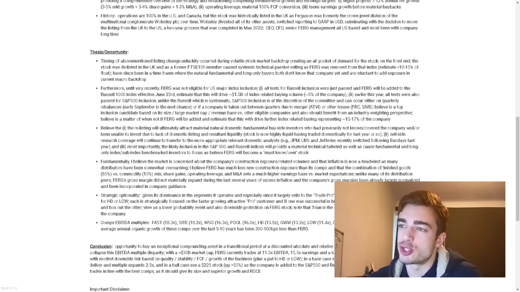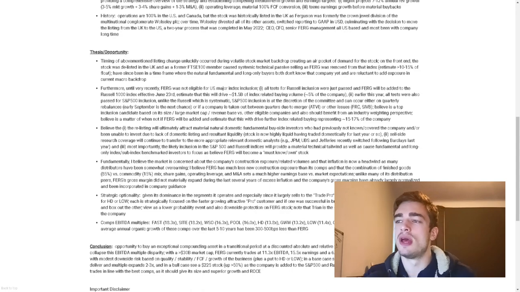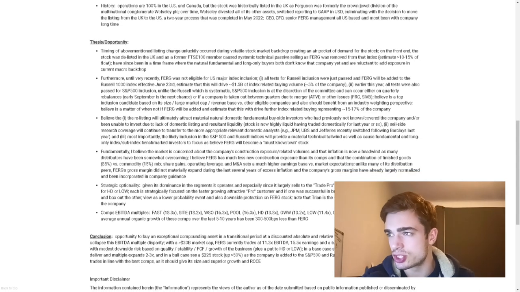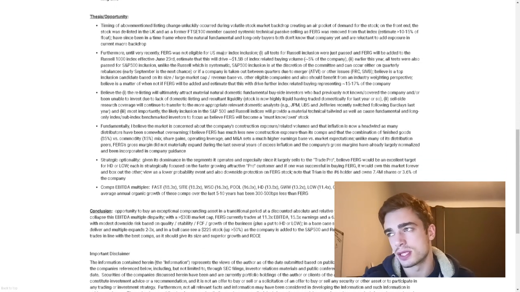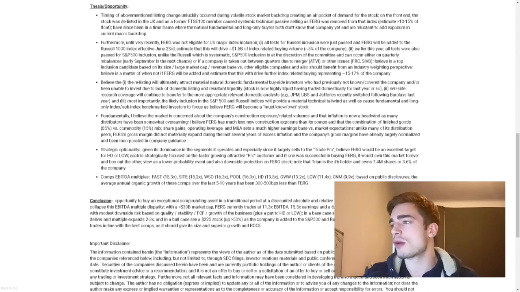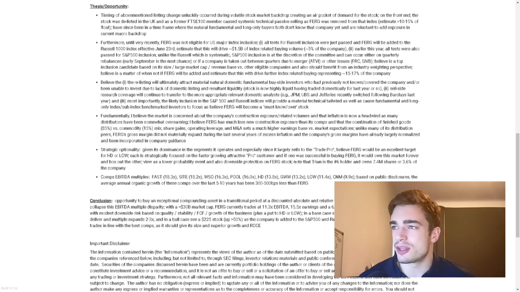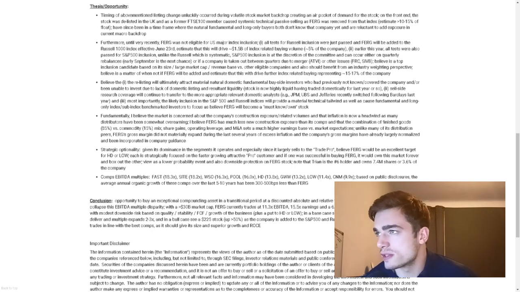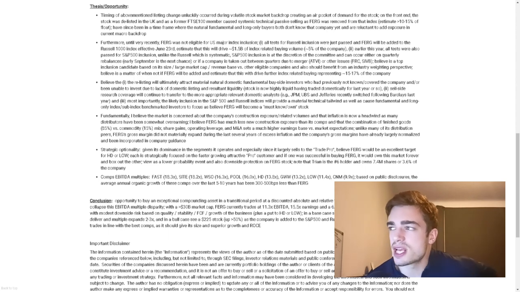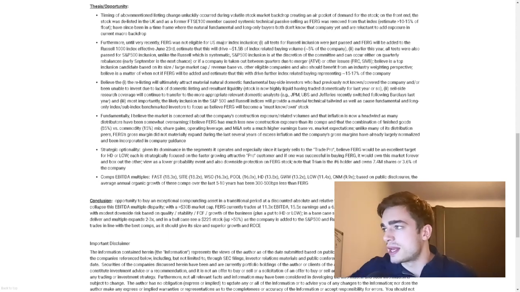Thesis/opportunity. Timing of the above-mentioned listing change unluckily occurred during a volatile stock market backdrop, creating an air pocket of demand for the stock. On the front end, the stock was delisted in the UK, and as a former FTSE 100 member, this caused systematic technical passive selling as FERG was removed from that index. Estimate more than 10 to 15% of float.